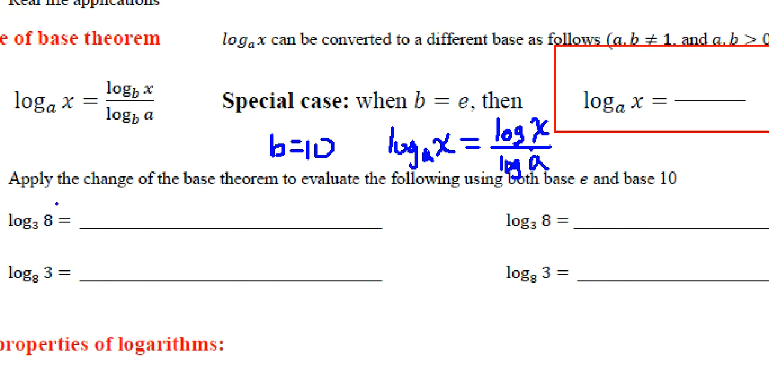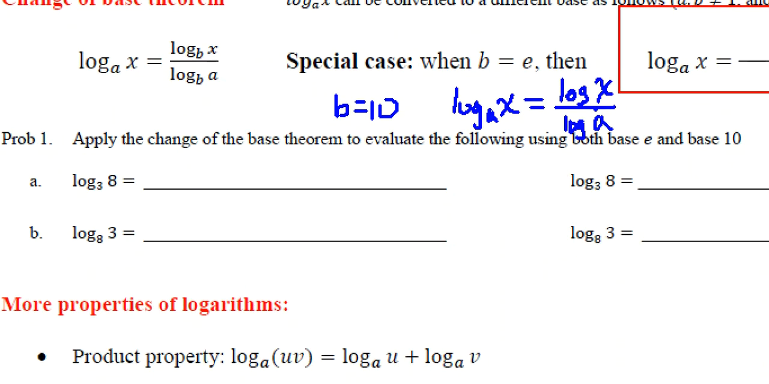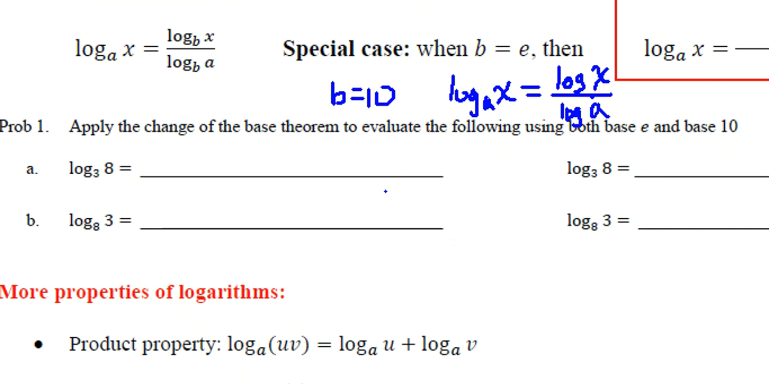Now let's apply the change of base theorem to evaluate the following, using both base e and base 10. Let's take a look at the first one. I have to do it twice. The first one is to use the natural log, base e. The other one is to use base 10. For the first one, it should be natural log of 8 over natural log of 3. This will be the exact value. You can use your calculator to evaluate both and then find the quotient. I'm going to do that soon.